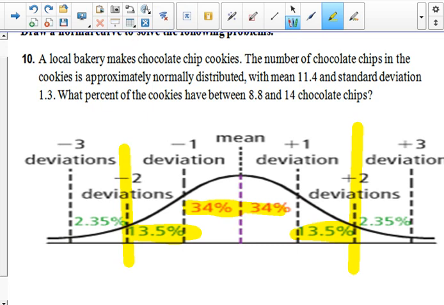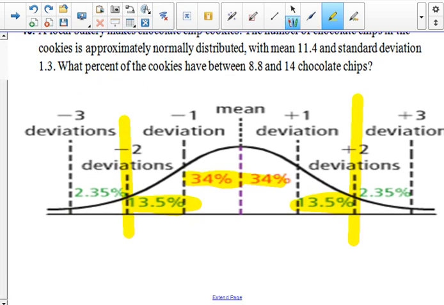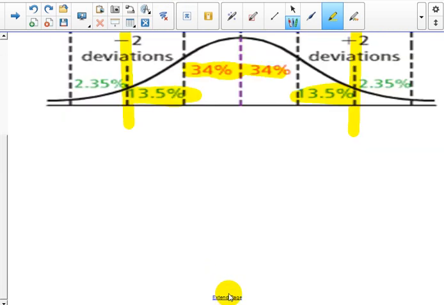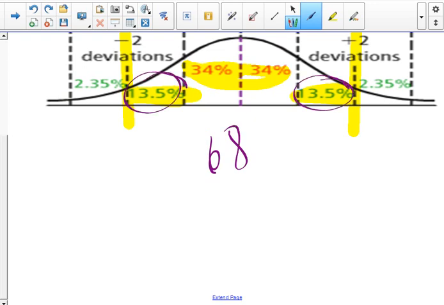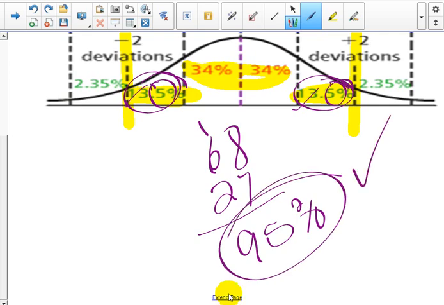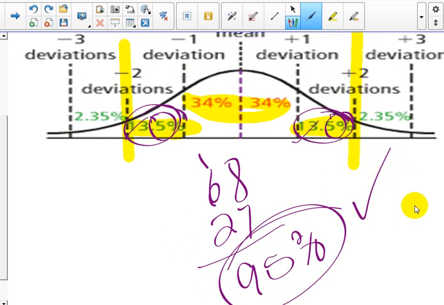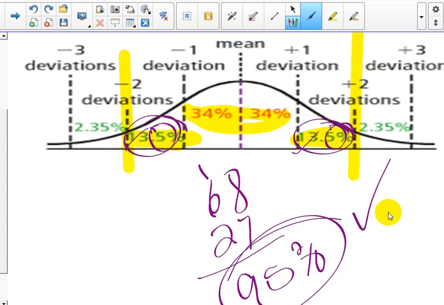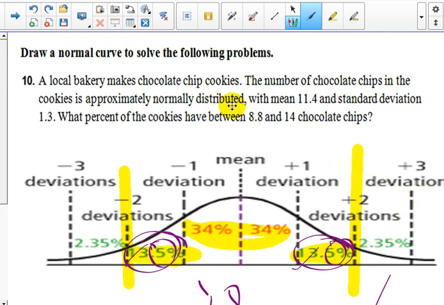95%? Let's add those up. We know 34 and 34 is 68. And 13.5 and 13.5, well, 13 and 13 is 26, plus 2 halves is 27. When you add those, that is definitely 95%. So your answer is 95%. Nice and easy, isn't it? Any questions on that one?